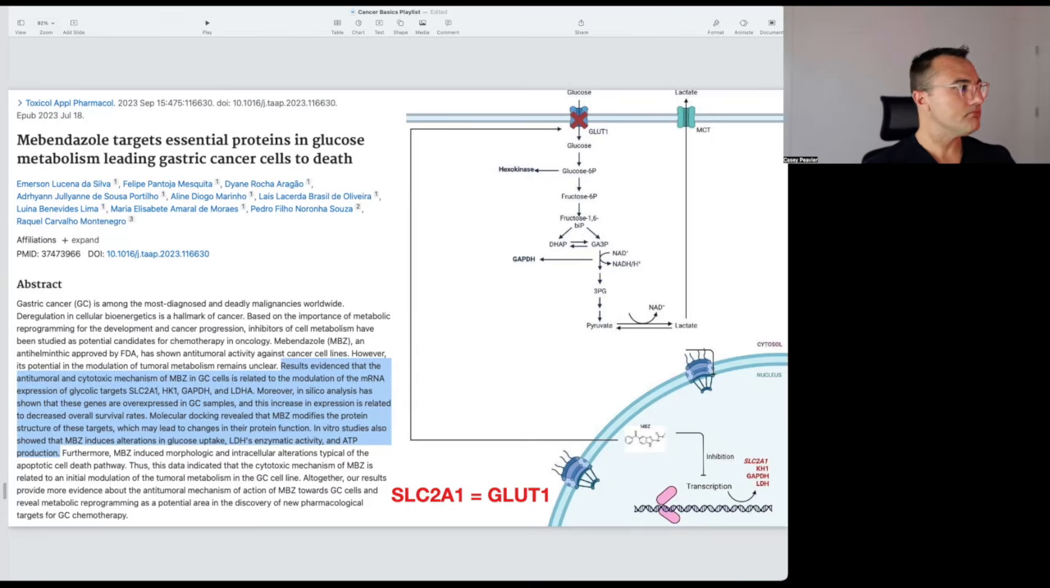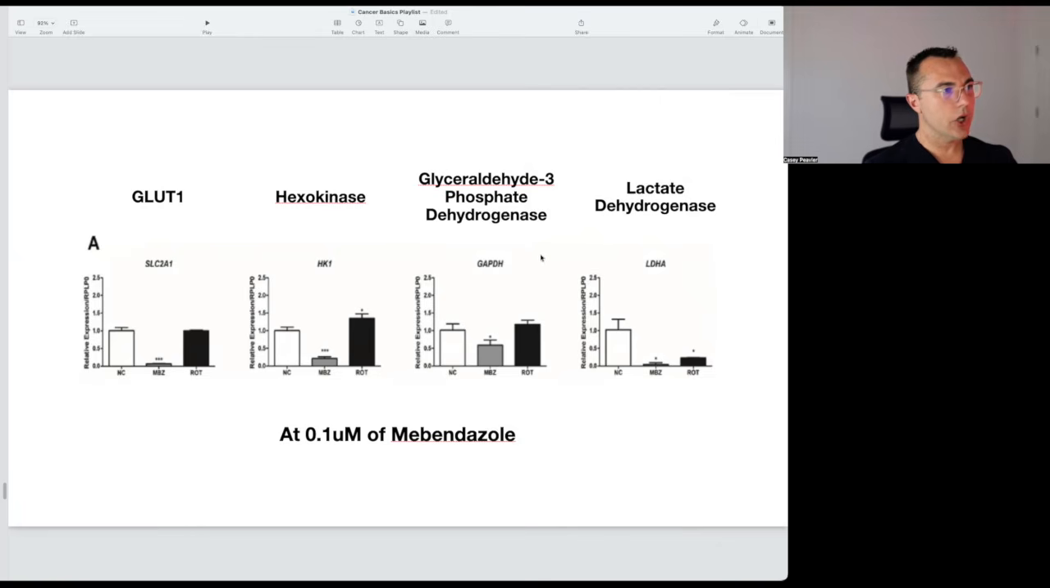level phosphorylation. It then looked at each of those targets that it talked about in that abstract: GLUT1, hexokinase, GAPDH or glyceraldehyde 3-phosphate dehydrogenase, and lactate dehydrogenase, LDHA. And it looked at the expression at only 0.1 micromoles of mebendazole. And you see giant decreases in expression in GLUT1, hexokinase, less but still significant, about 50% decrease in glyceraldehyde 3-phosphate dehydrogenase, and a huge amount of decreased expression in LDHA or lactate dehydrogenase.